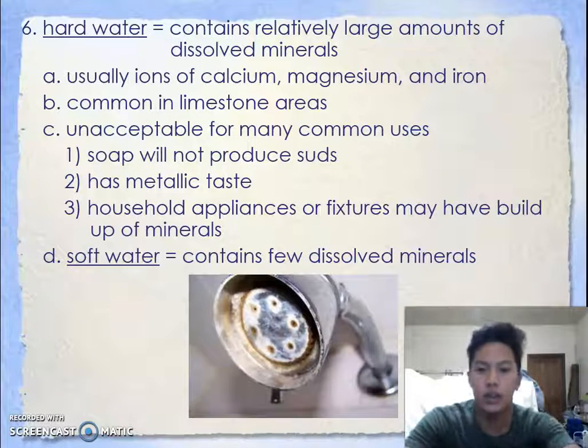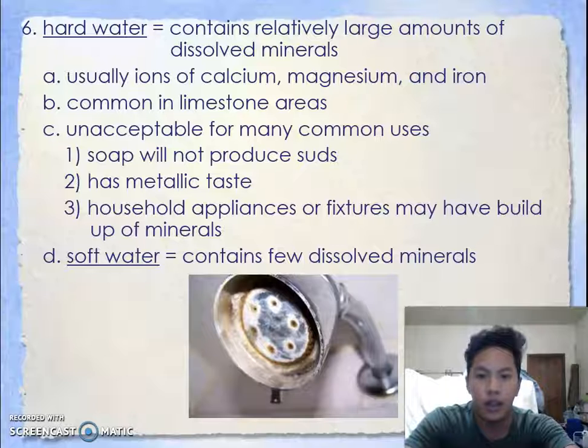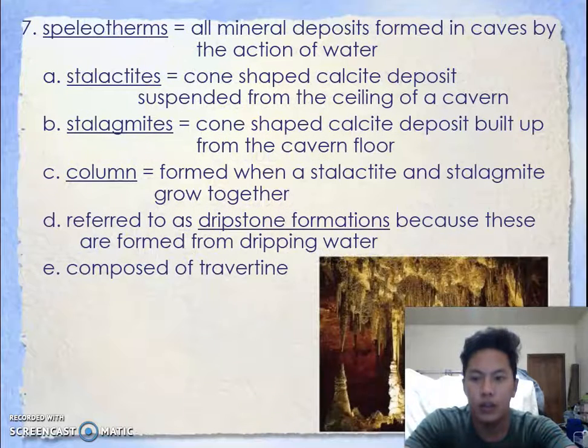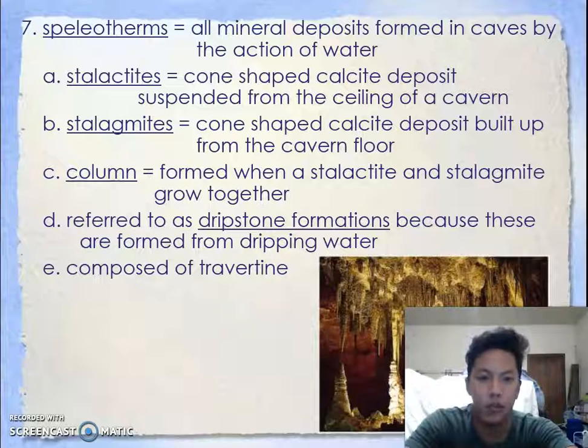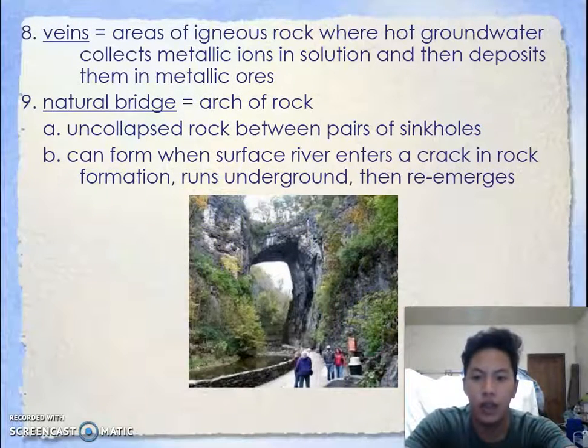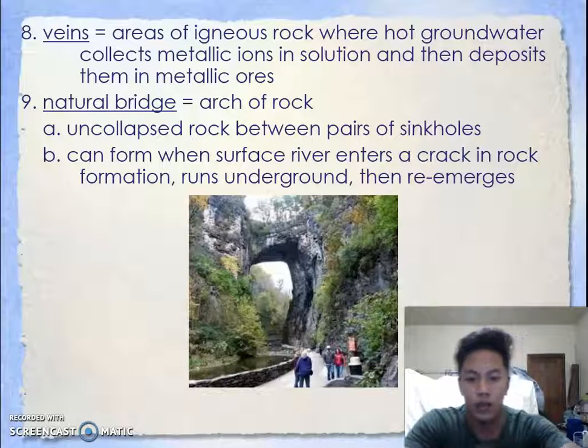Hard water contains relatively large amounts of dissolved minerals. Speleothems. All mineral deposits formed in caves by the action of water. Veins. Areas of igneous rock where hot groundwater collects metallic ions in solution and then deposits them in metallic ores. Natural bridge. An arc of rock. This is an example of a natural bridge.